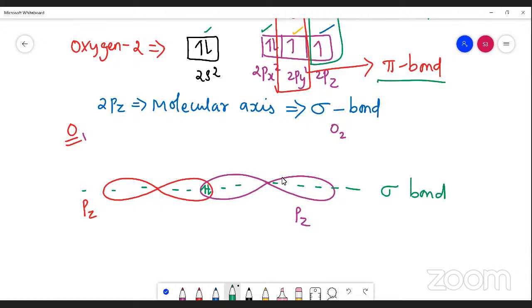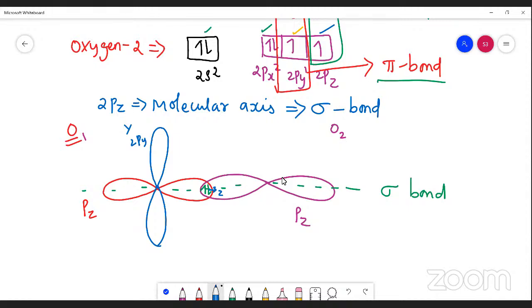In the same way, if you take the 2py orbital, now I will show the 2py orbital. For the first oxygen atom, I am taking this as the z axis, and this as the y axis. So I am drawing like this. That is one lobe of the p orbital, and another lobe of the p orbital. So this is the 2py.